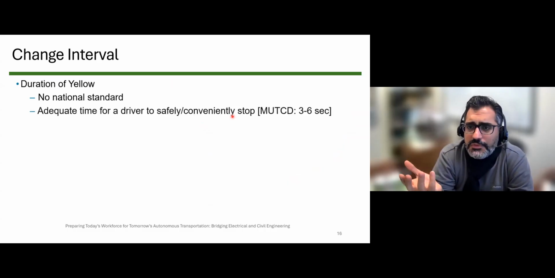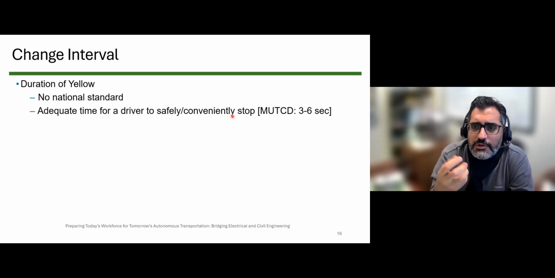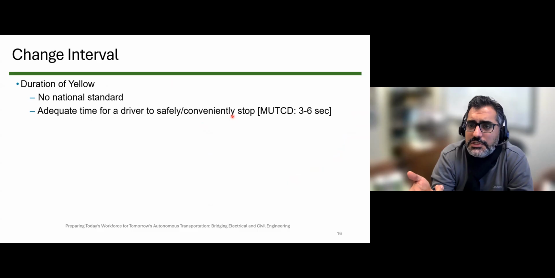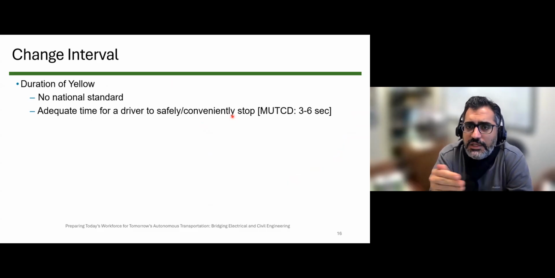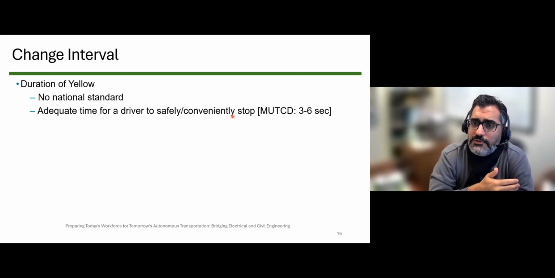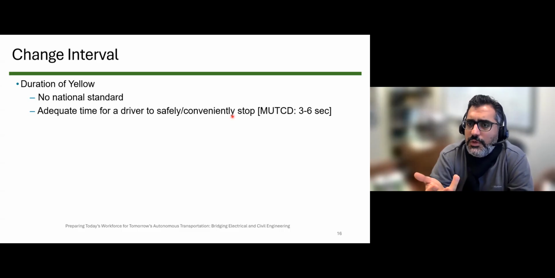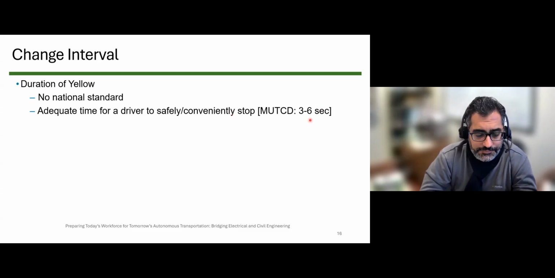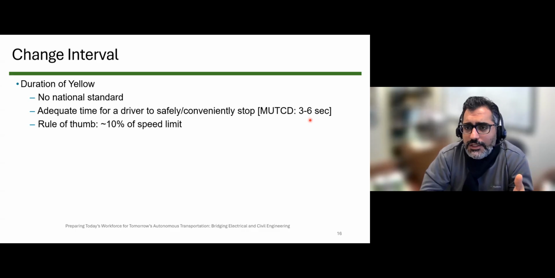The most important thing is that it should give enough time for drivers such that if they are too close to the intersection and they cannot stop, they will safely and conveniently cross the intersection. Or if they're too far away from the intersection, they can come to a complete stop in a safe and comfortable way. MUTCD, Manual on Uniform Traffic Control Devices, suggests the duration of yellow to be 3 to 6 seconds.